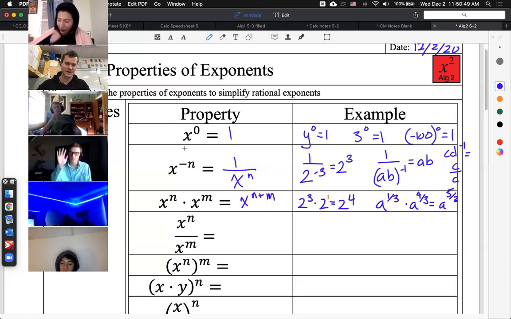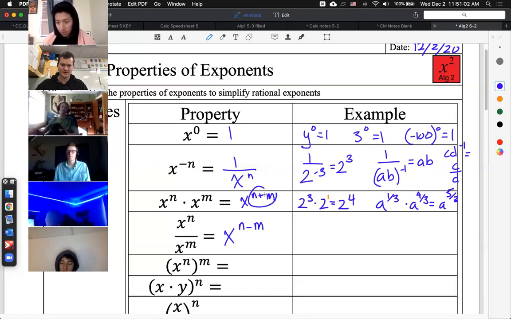Instead of multiplying the bases, I am dividing the bases. What? Don't you just subtract the exponents? You do indeed. So it'd be n minus m instead of the n plus m.